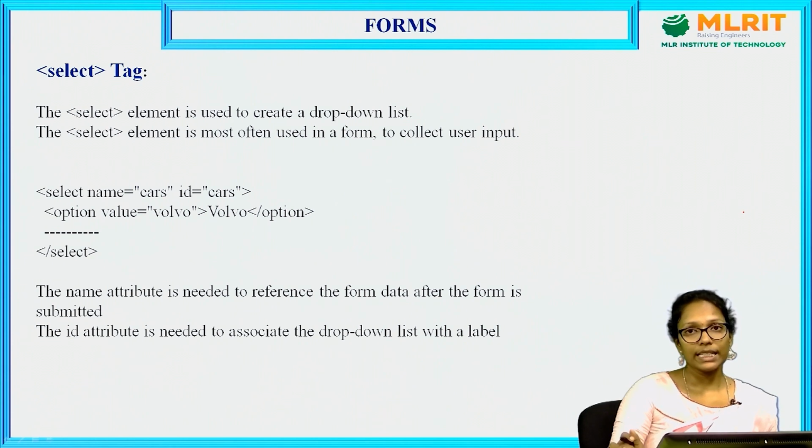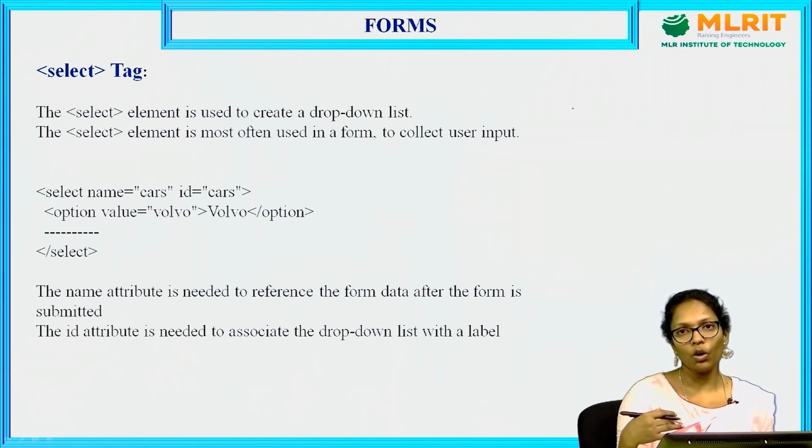So next is the select tag. The select tag is used to create the drop down list. For example, you need to select your country. It lists out all the countries. If you click on the drop down list, it will show all the countries, then you need to select your country. In that case, you can use this select tag.